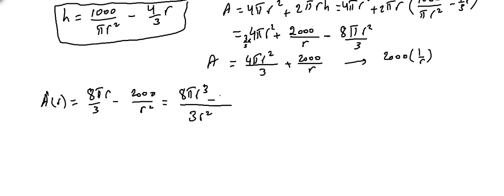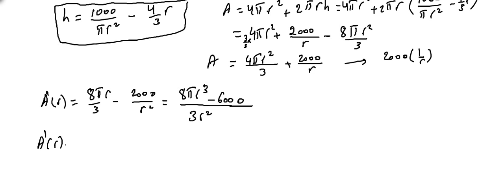Okay, I'm not trying to do all the calculations, you can do it yourself. We do calculations when we do low-level videos for intermediate and elementary grades. 8 pi r cubed minus 6000 over 3 r squared. This is the derivative of the area.